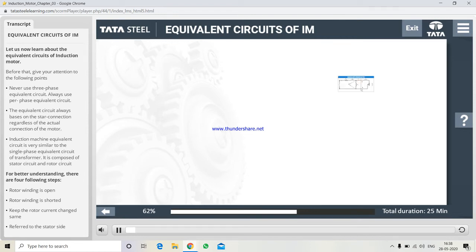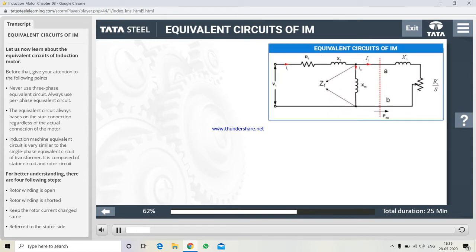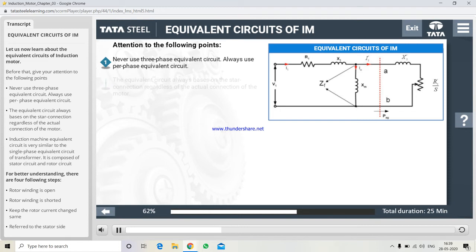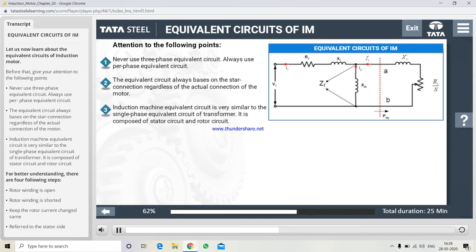Let us now learn about the equivalent circuits of induction motor. Before that, give your attention to the following points. Never use three-phase equivalent circuit. Always use per-phase equivalent circuit. The equivalent circuit always bases on the star connection regardless of the actual connection of the motor. Induction machine equivalent circuit is very similar to the single-phase equivalent circuit of transformer. It is composed of stator circuit and rotor circuit.